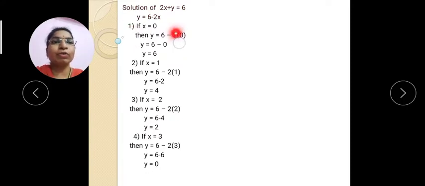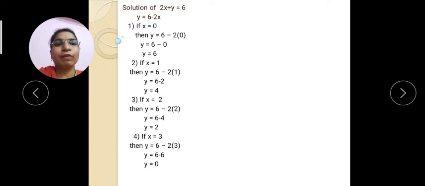Okay, now look at this equation: y is equal to 6 minus 2x. If x is equal to 0, then y is equal to 6 minus 2 into 0. 2x is 0, therefore 6 minus 2 into 0, so y is equal to 6 minus 0. y is equal to 6 is the solution. It means when x is 0, y is 6. Similarly, if x is 1, substitute x is equal to 1. What do you get? y is equal to 6 minus 2, so y is equal to 4.